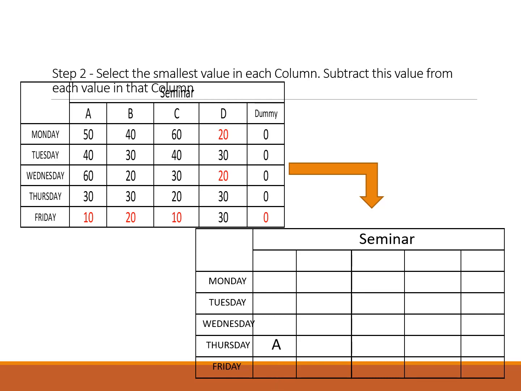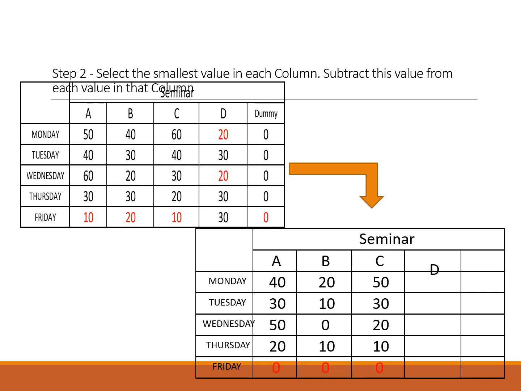So see, for column A: 50 minus 10 comes 40, then 40 minus 10 comes 30, 60 minus 10 comes 50, 30 minus 10 comes 20, and 10 minus 10 comes 0. So next move on to column B: 40 minus 20, 20; 30 minus 20, 10; 20 minus 20, 0; 30 minus 20, 10; and 20 minus 20, 0. Same next, move on to column C, seminar C, minimum is 10, so 60 minus 10, 50; 40 minus 10, 30; 30 minus 10, 20; 20 minus 10, 10; 10 minus 10, 0.